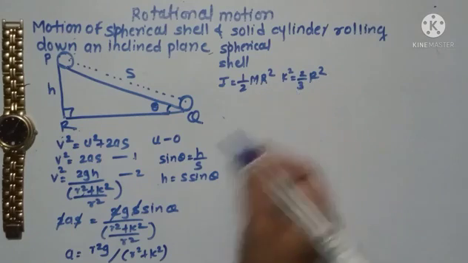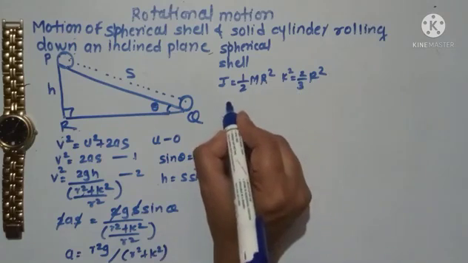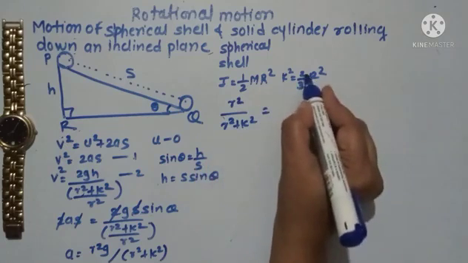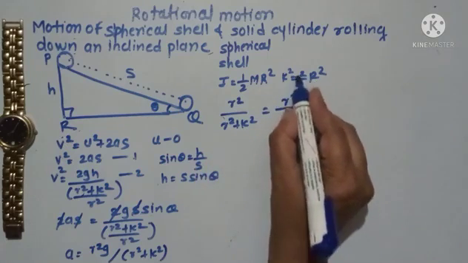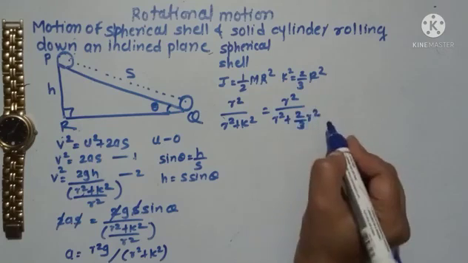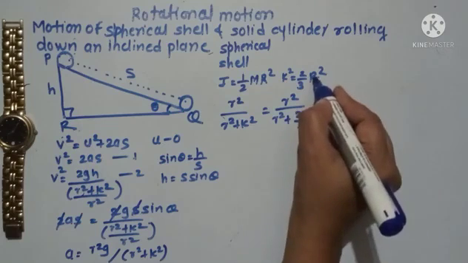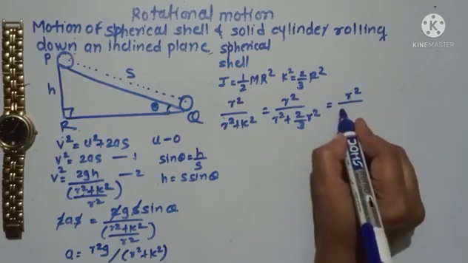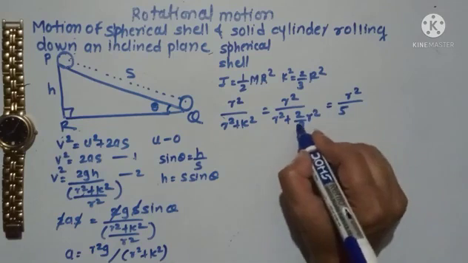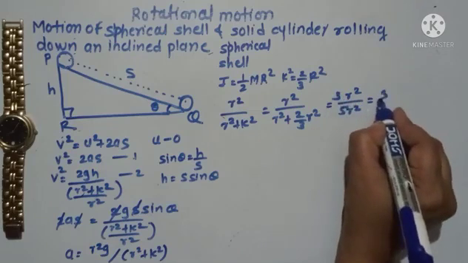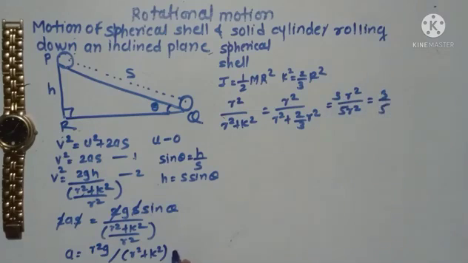Now putting these two values in this equation, we can get the value of r square upon r square plus k square. So k square is 2 by 3 r square. Let us put the value of this k square: r square plus 2 by 3 r square. Now this r square and this r square are same, so the denominator will be 5 r square upon 3, so this will be 3 by 5. r square will get cancelled. Let us call this equation number 3.